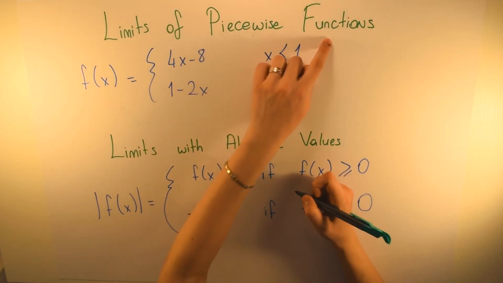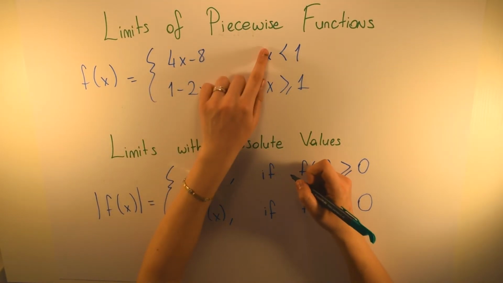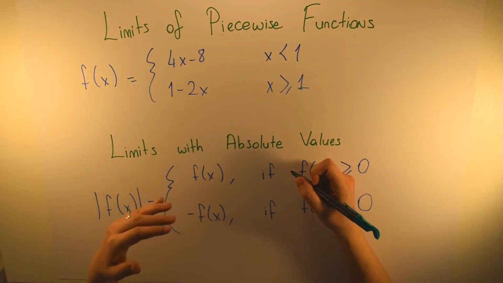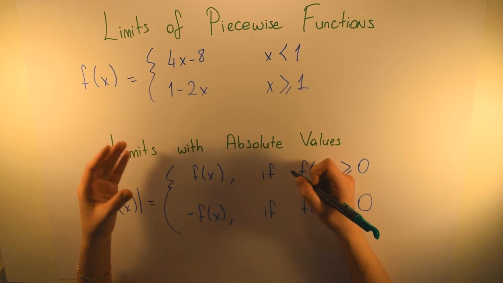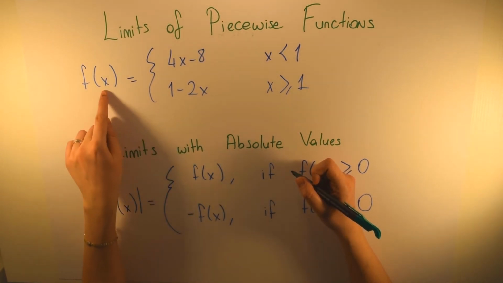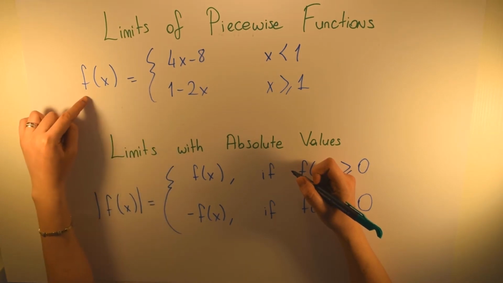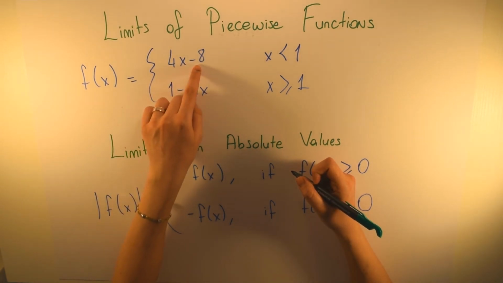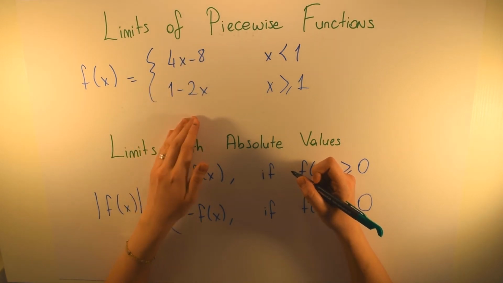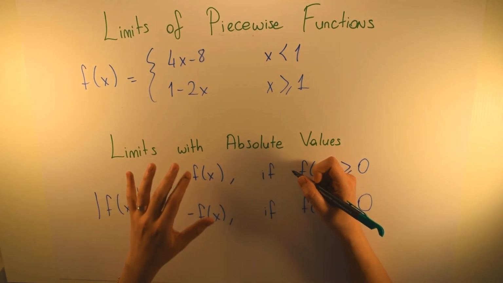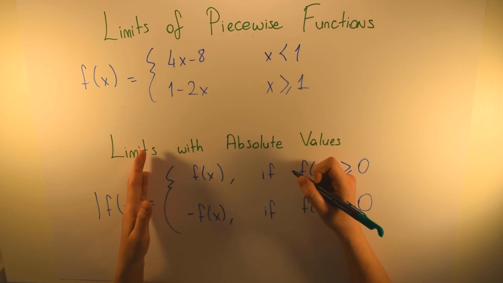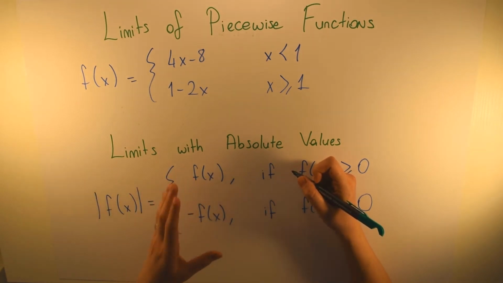Limits of piecewise functions. A piecewise function is a function defined by multiple sub-functions, okay, and each sub-function applies to a certain interval of the main function's domain. For example, here we have f of x as our main function, and we have here 4x minus 8 and 1 minus 2x as our sub-functions, okay. So when it comes to piecewise functions, you need to take limits from the left and right side and check if these values are equal or not.